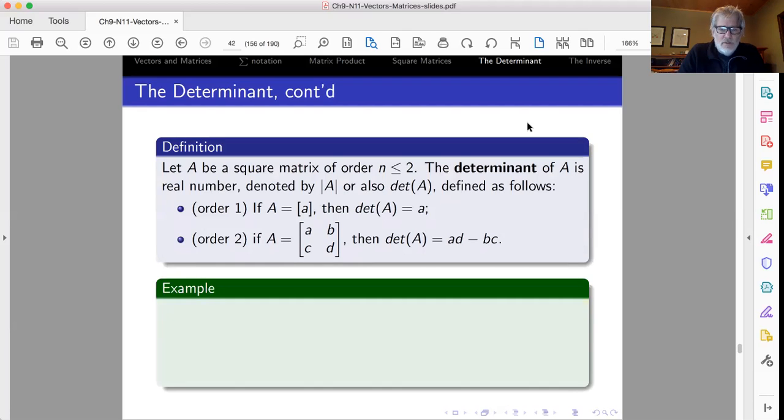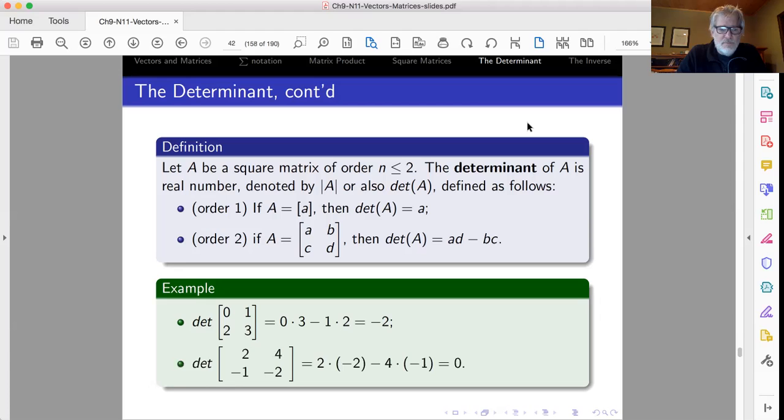I'll try to convince you that this is a very important number. Here's an example. I have the 2 by 2 matrix with rows 0, 1 and 2, 3. How do I compute its determinant? Again, 0 times 3 minus 1 times 2. That's minus 2. So that's the determinant of this 2 by 2 matrix.